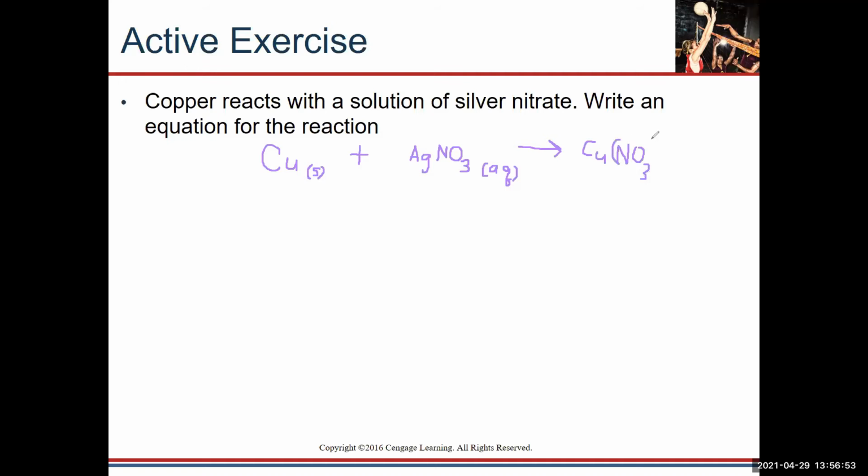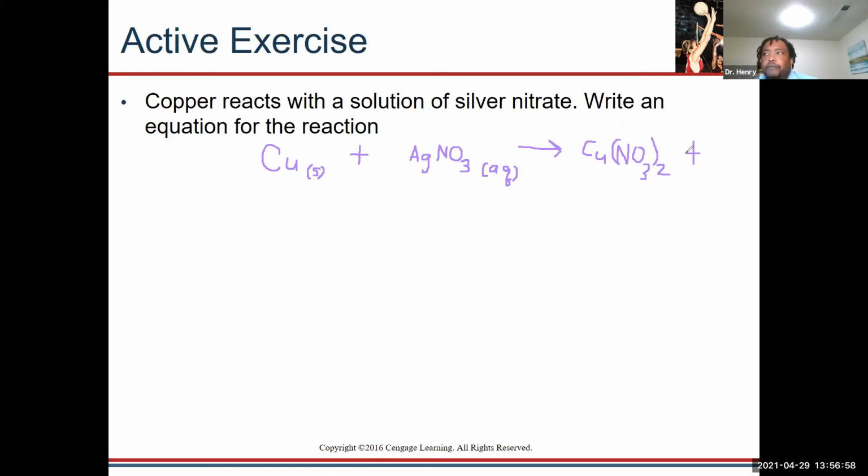Okay. And what else am I going to have? Ag. Solid, liquid, or gas? Solid. And then what about the copper nitrate?